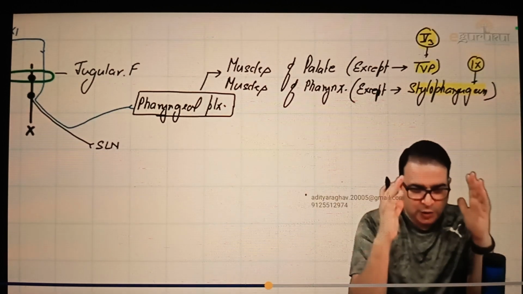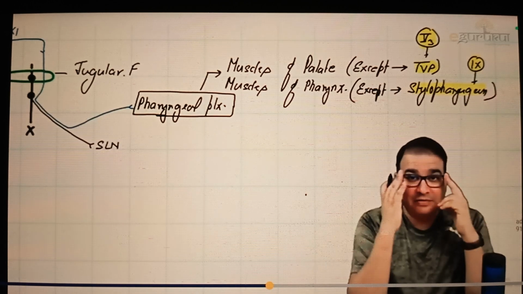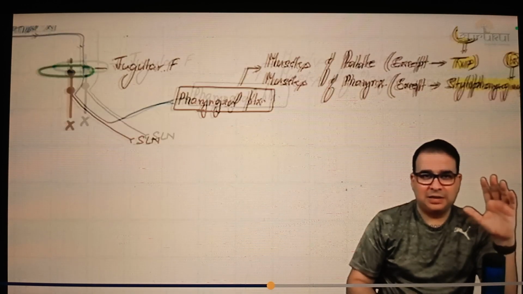Visually it looks like the vagus nerve is doing it, but it is not. Cranial accessory nerve is the one which supplies the muscles of palate and pharynx. Vagus nerve supplies the muscles of the larynx only, not the palate and pharynx. That is what cranial accessory nerve is. Now what about the spinal accessory?